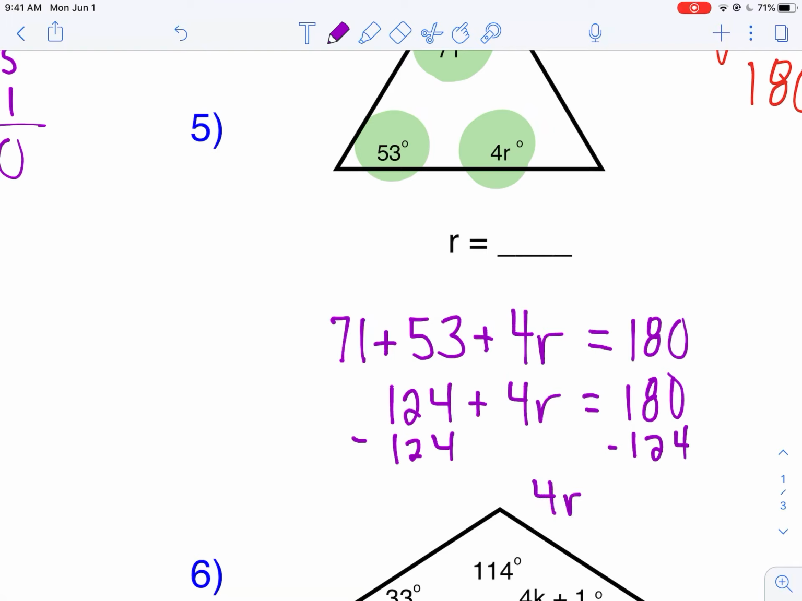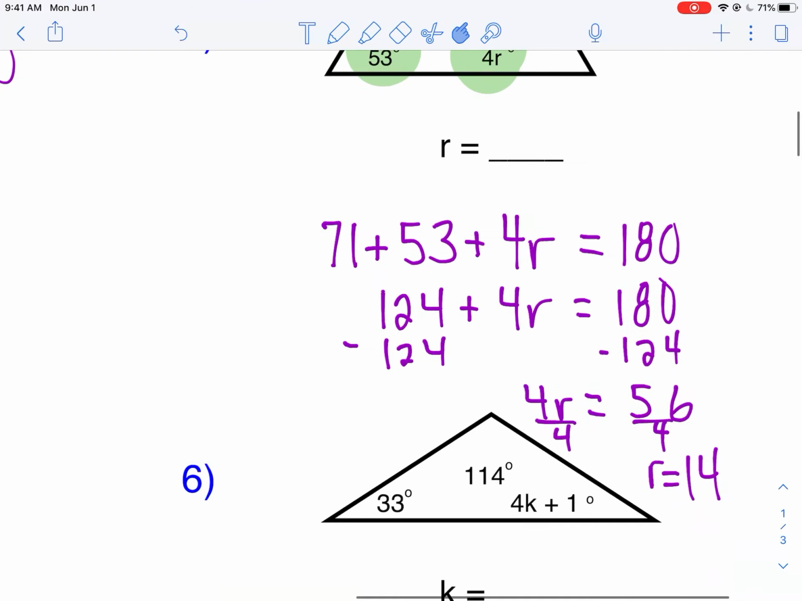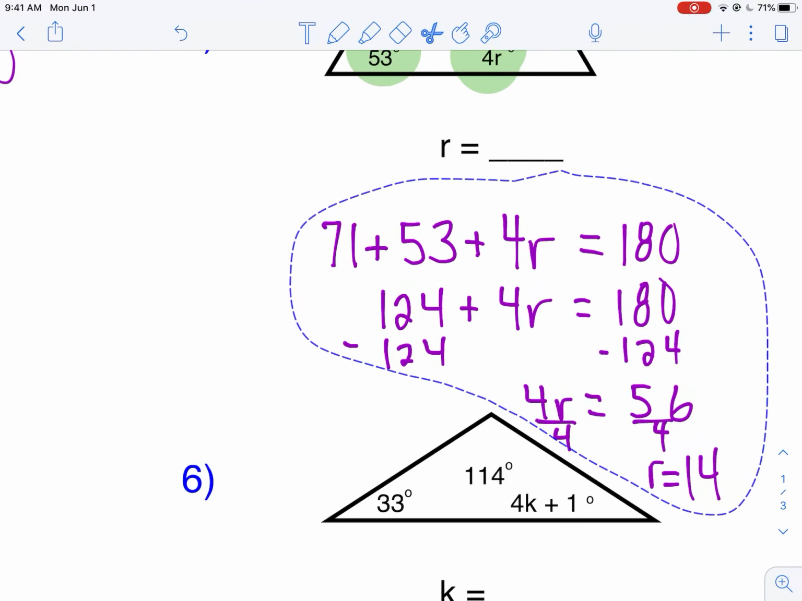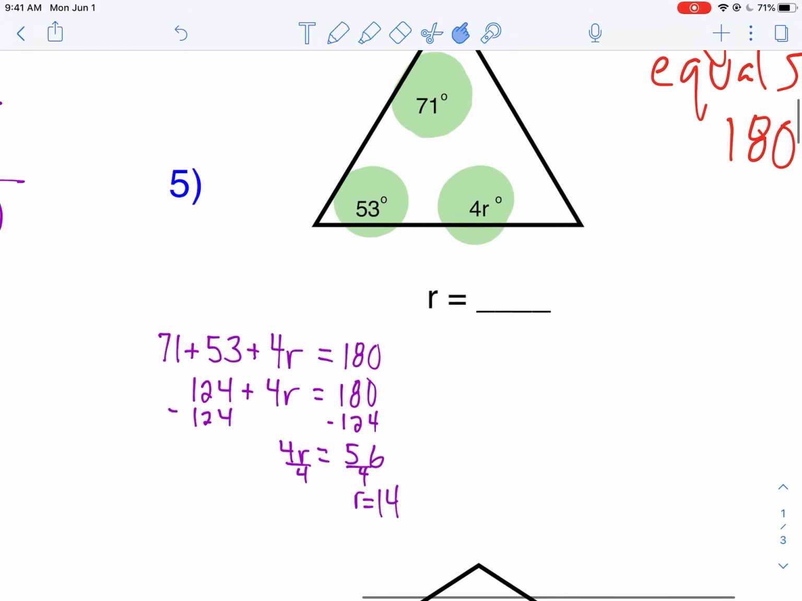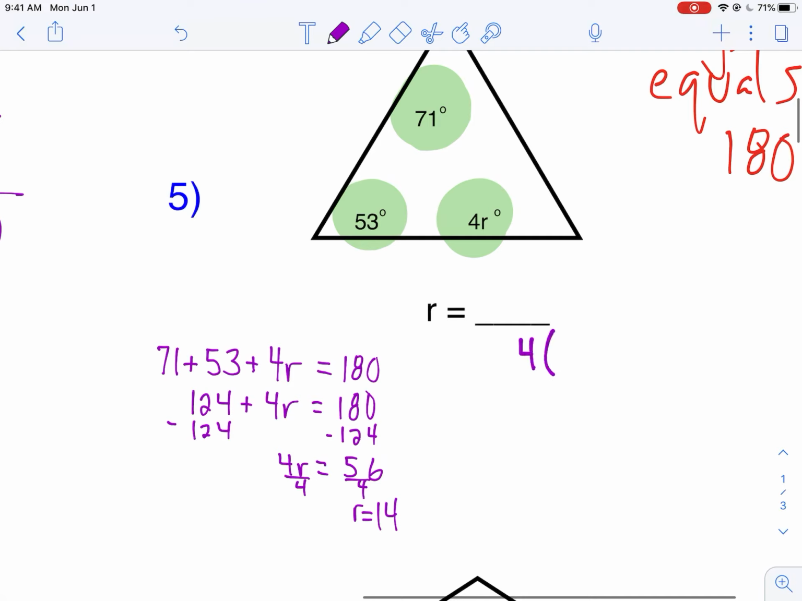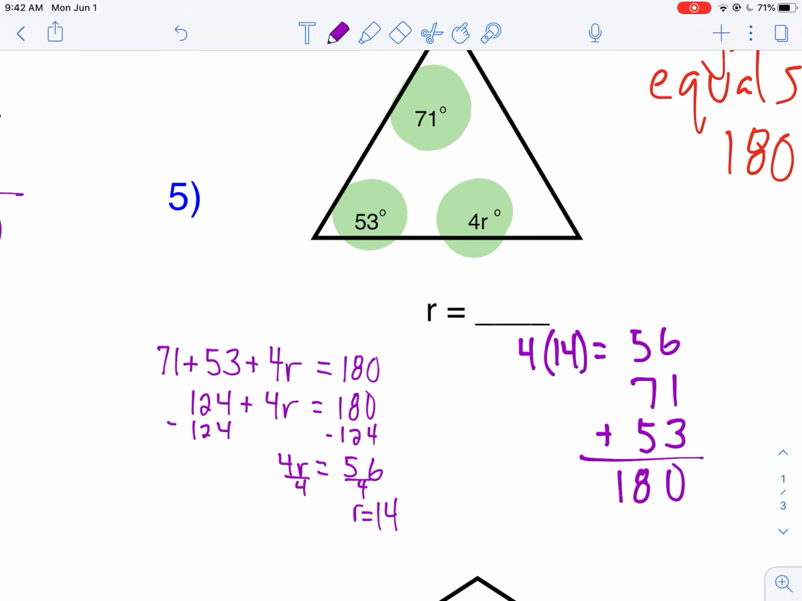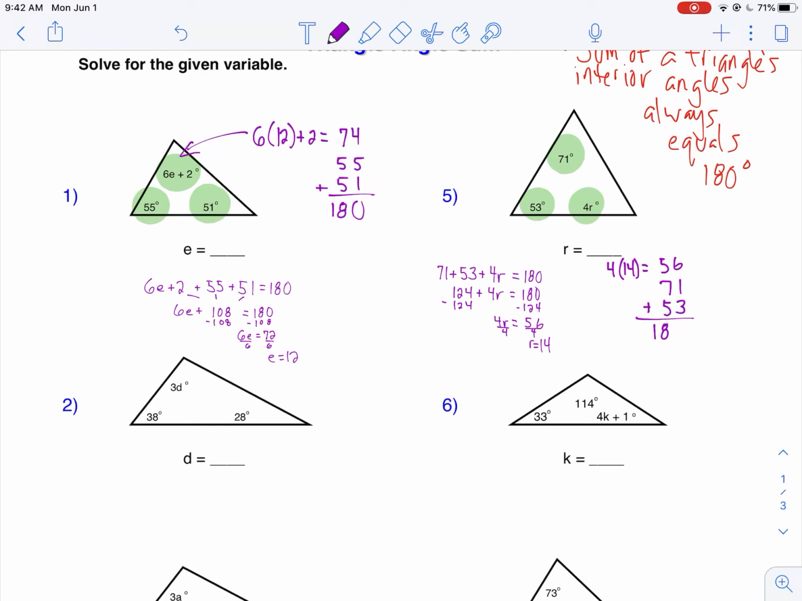Now let's move 4r here. And then let's see, I get 56. And just doing some quick mental math here. Good. Now divide each side by 4. And I get r equals 14. So I've solved for r. And again, you don't have to do this, but just to prove that it's right, what you can always do is plug it in. So we get 4 times 14, which is 56. You can add that to 71 and 53 and see if it checks out. And guess what? It does. It equals 180. That's the goal here. All the angles have to equal 180.